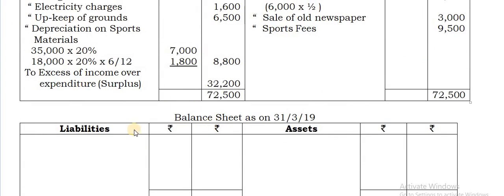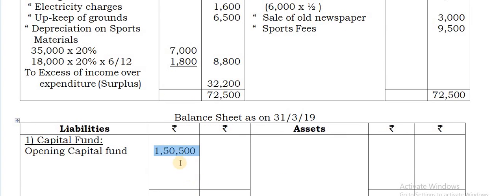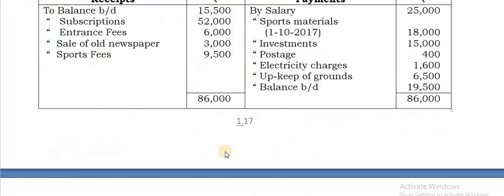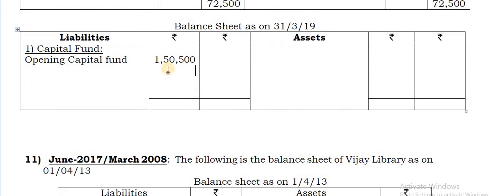So next you can go for the balance sheet. Start on the liability side with the capital fund. The opening capital fund as given here is 1,50,500. So that amount you can write, 1,50,500. Then you can add half the entrance fees and the surplus.